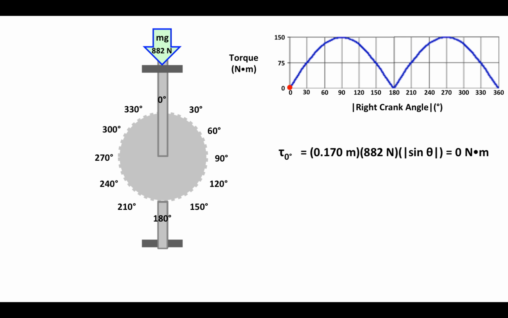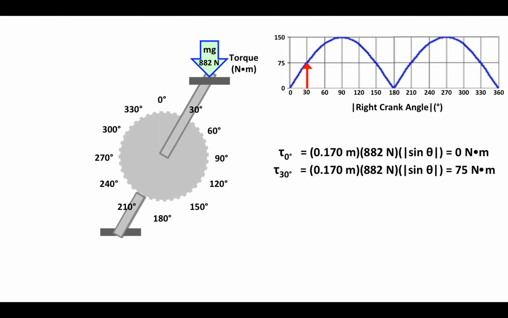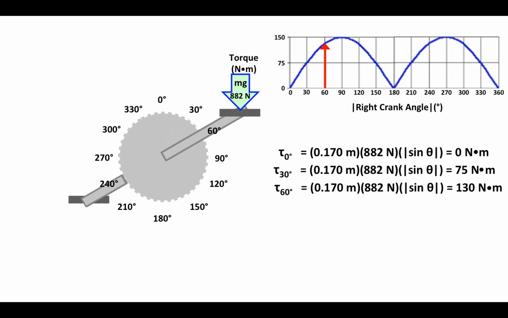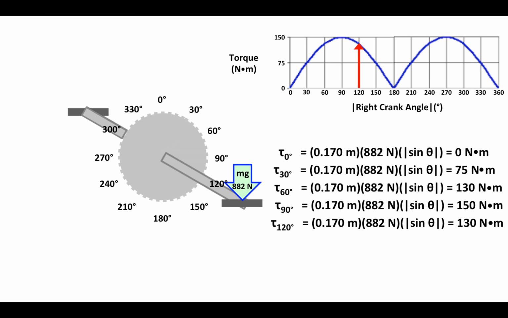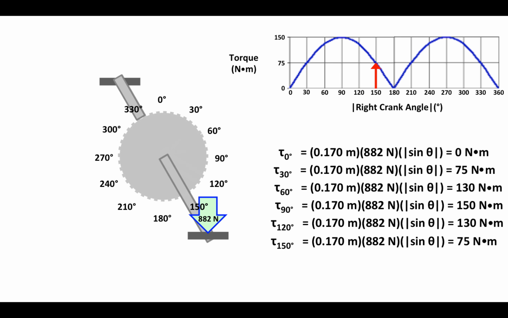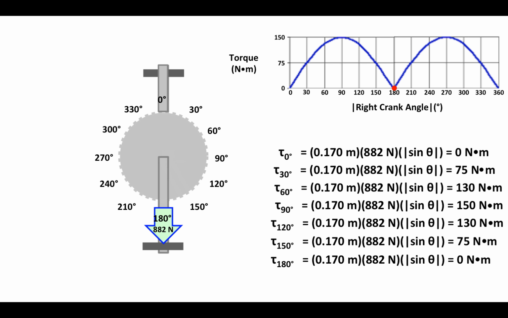At 0 degrees, my sine of theta is 0, so I get a torque of 0 Newton meters. At 30 degrees, 75 Newton meters. At 60 degrees, 130 Newton meters. At 90 degrees, 150 Newton meters. At 120 degrees, 130 Newton meters. At 150 degrees, 75 Newton meters. And at 180 degrees, my sine is again 0, so I have no torque.